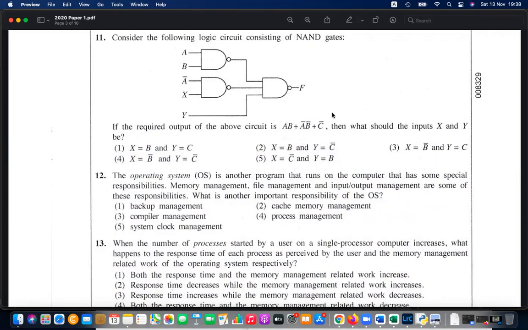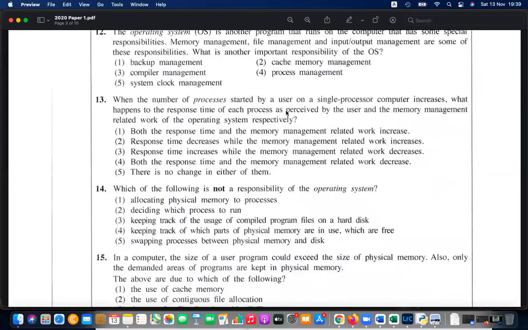Okay. Then the next question. When the number of processes shared by the users on a single processor computer increases, what happens to the response time of each process as perceived by the user, and to the memory management related work of the operating system respectively? When the number of processes is high, memory management will become complex, and the response time will also be high. So response time increases and memory management related work also increases. Both will increase. So we can take number 1 as the answer.